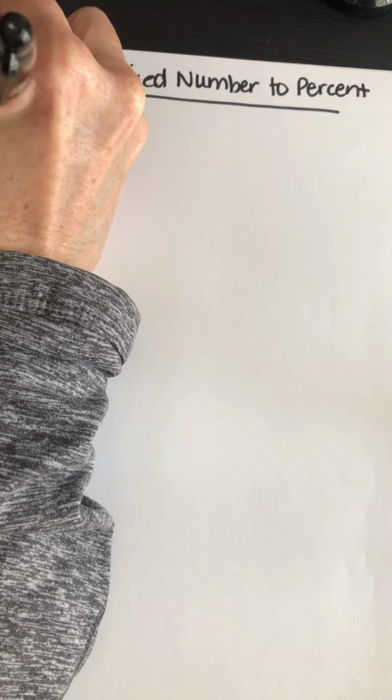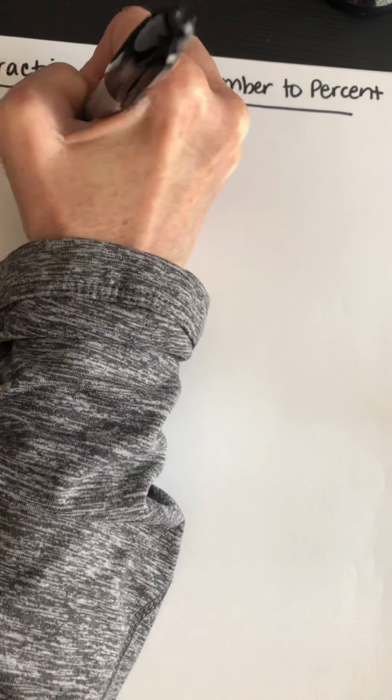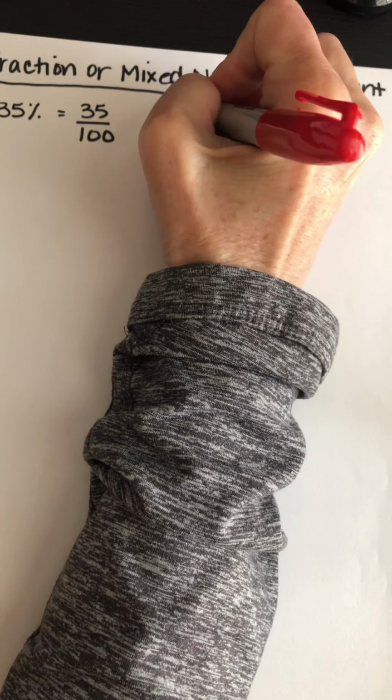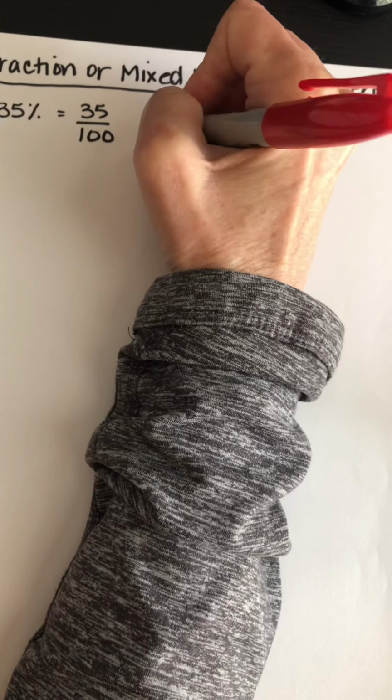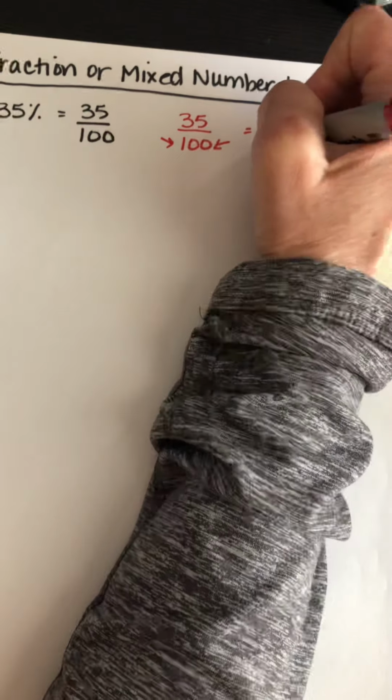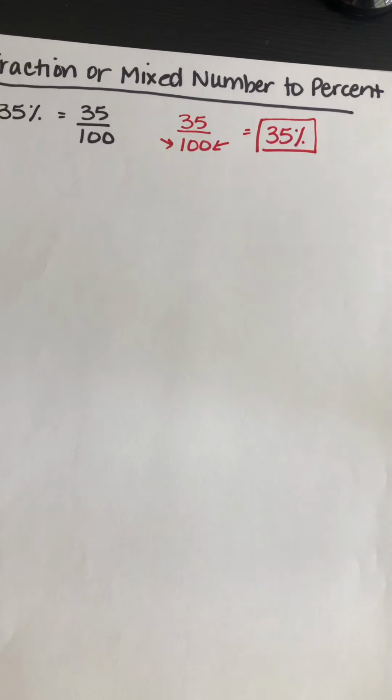Hey guys, so we already learned how to take a percent, such as 35%, and put it into a fraction. We just put it over 100, and then we simplified, and we were done. Today, we're going to take our fractions and put them into a percent. So if you see the fraction 35 over 100, since it's over that 100, you can just add a percent sign to it, and you're done. So 35 over 100 just equals 35%.